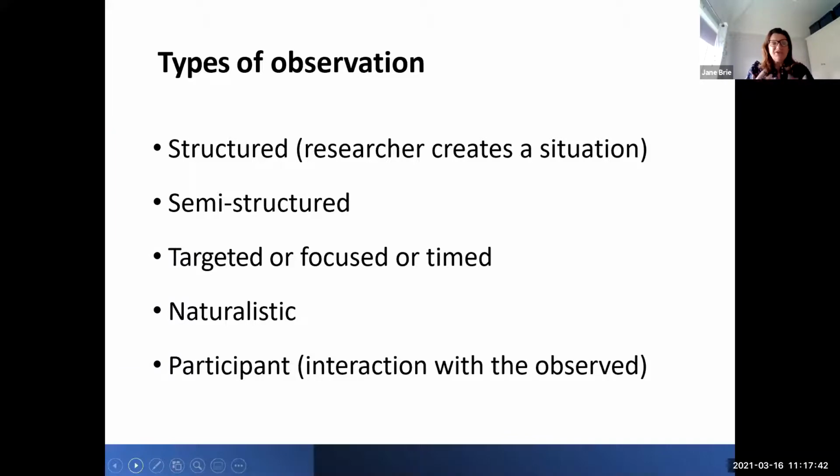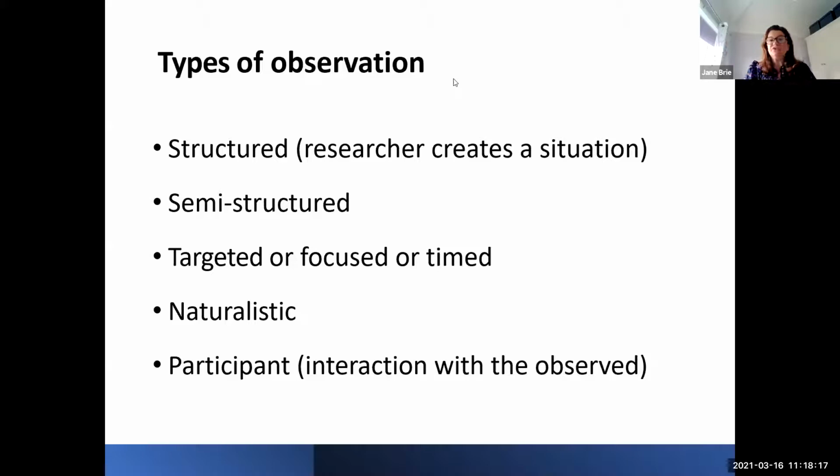So, types of observation. There are broader and more nuanced types within each of those, but we'll talk a little bit about some of these. So, a structured observation is quite planned and organised, where the researcher, and we can talk about the practitioner here as well, can't we, creates a situation. A situation is set up for a child to engage in, and you're going to observe that situation. So it's very structured, and it's organised for that purpose.